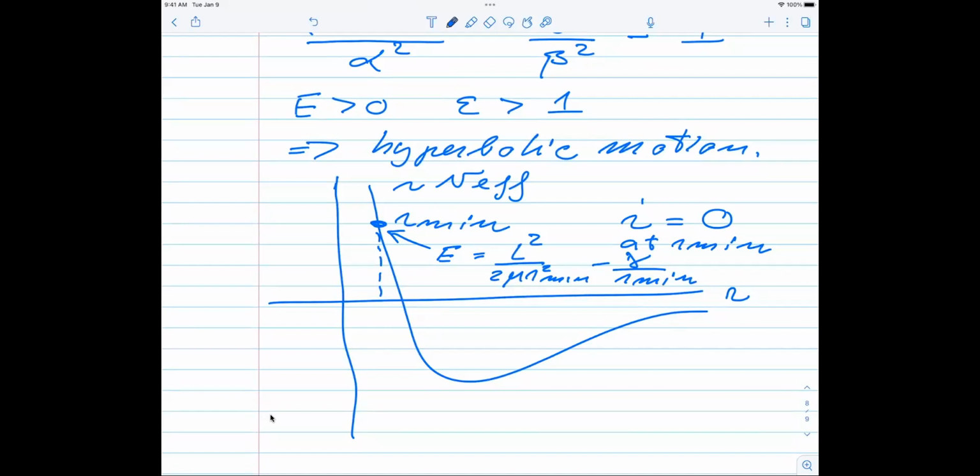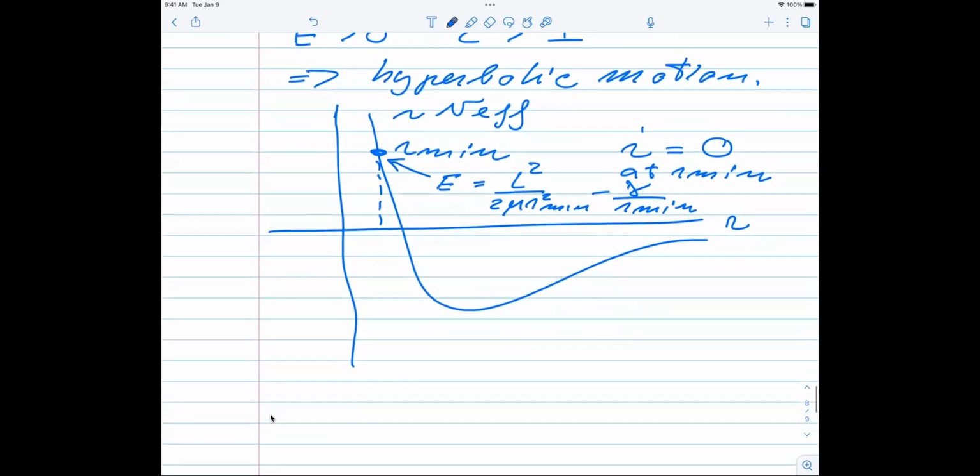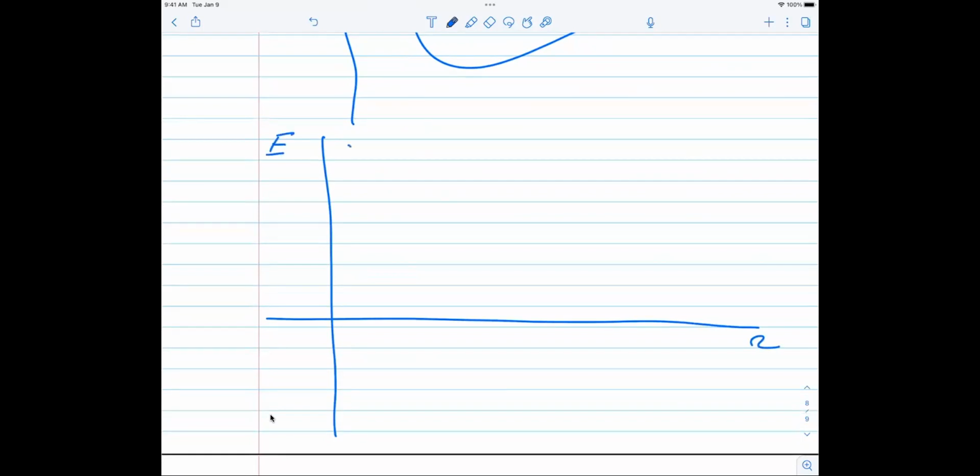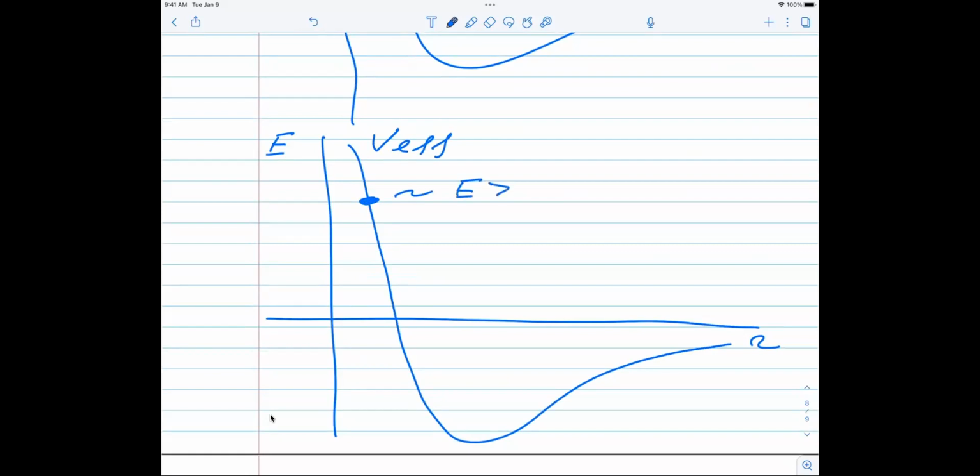So let's now bring back everything so that we have a nicer view on the type of motion which the gravitational force offers. And it's still useful to plot everything in terms of R here. So we have the energy here. I'm just going to bring in everything like this. So this is our effective potential. What we saw now is if we place ourselves here, that means the total energy is larger than 0. Epsilon is larger than 1. And then we have a hyperbolic motion.